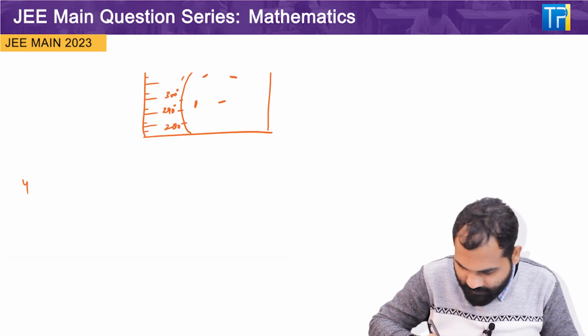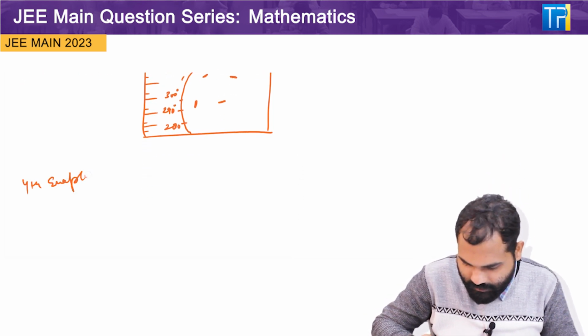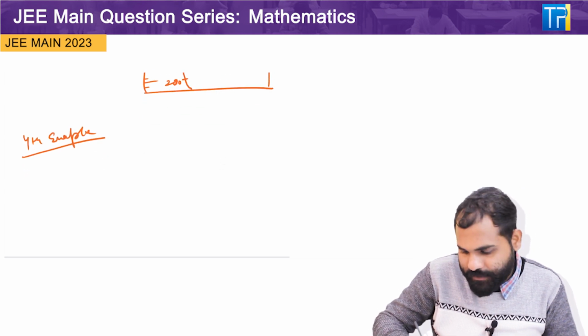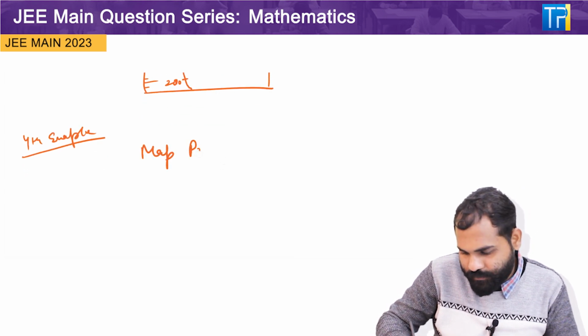Now coming to the fourth example, which is map projections.